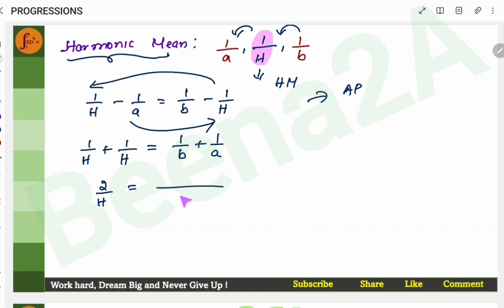I will take the LCM. A and b will become the LCM, a into b. If I have to get a into b as LCM, I have to multiply this with a, but I multiply the numerator with a, so I get a. Now again, to get the LCM as ab, I have to multiply this a with b, but I multiply the numerator with b. So I'll get a + b.